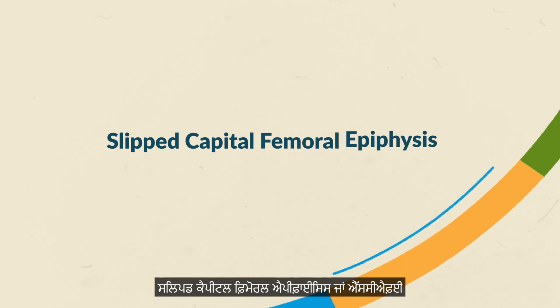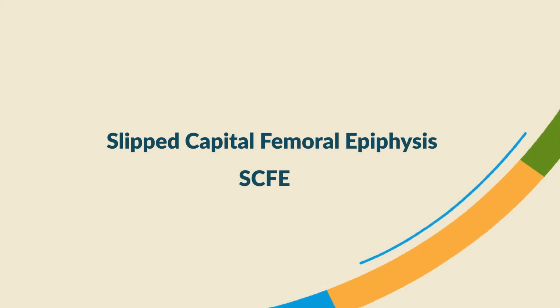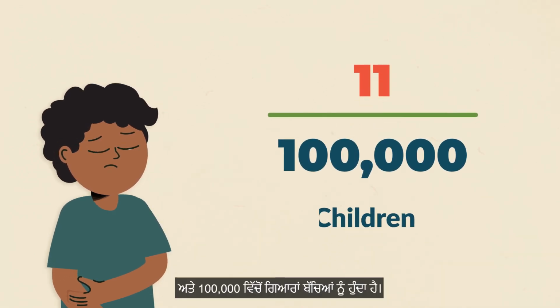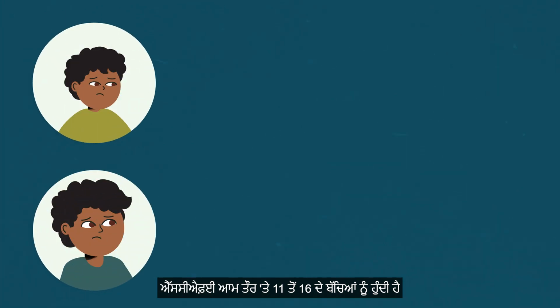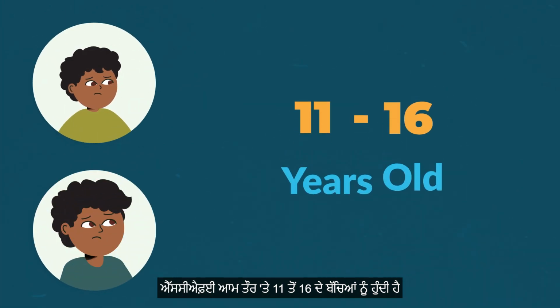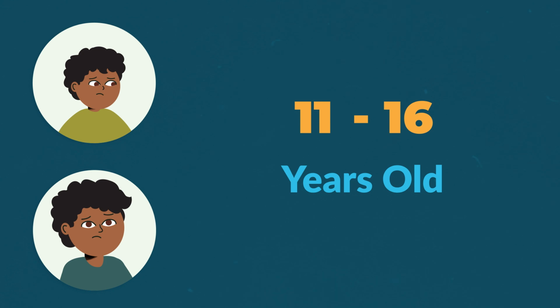Slipped capital femoral epiphysis, or SCFE, is the most common hip disorder in teenagers and occurs in about 11 in 100,000 children. SCFE typically occurs between 11 and 16 years old and is more common in boys.